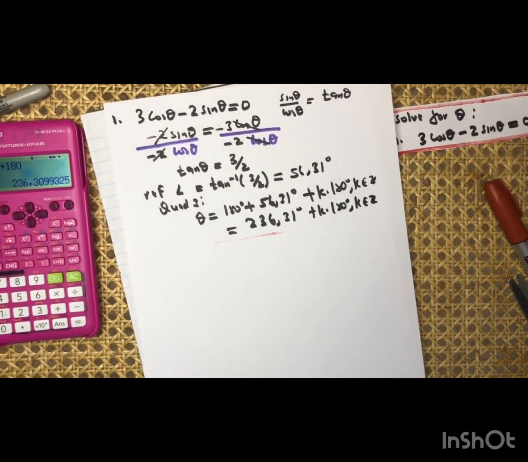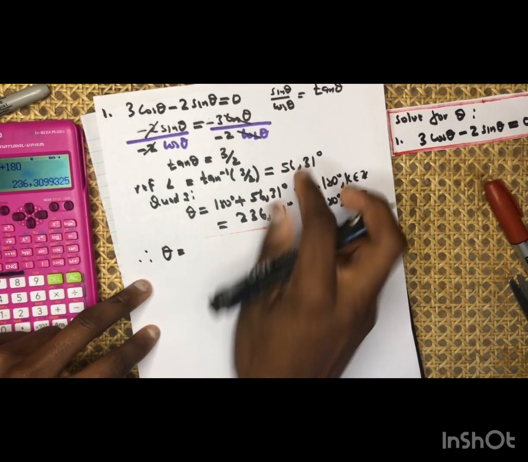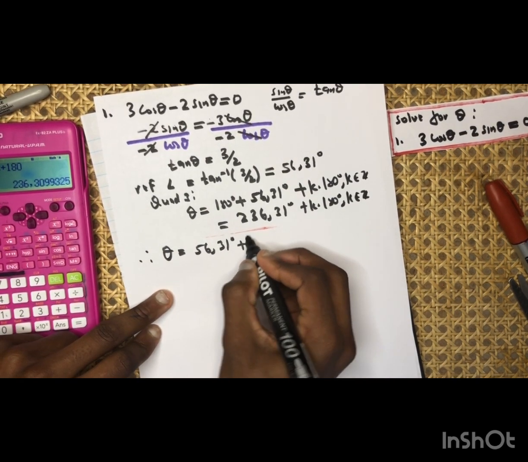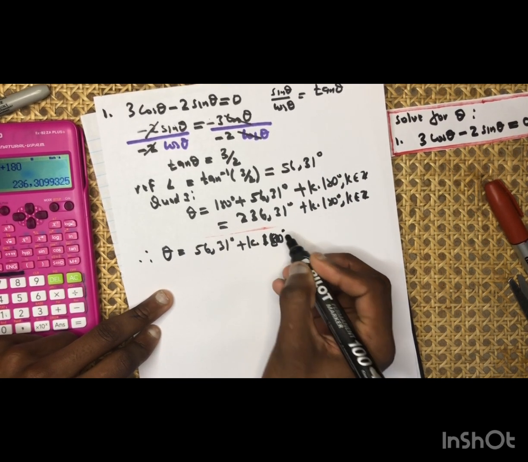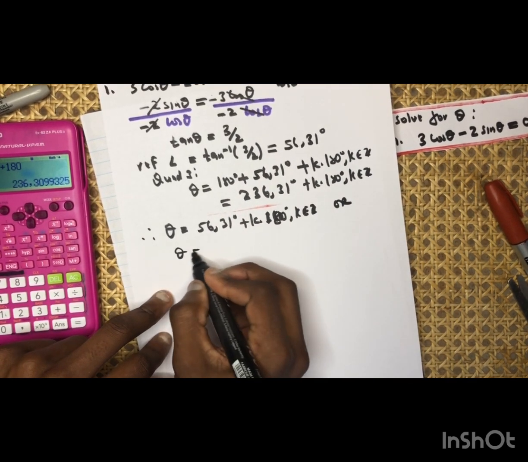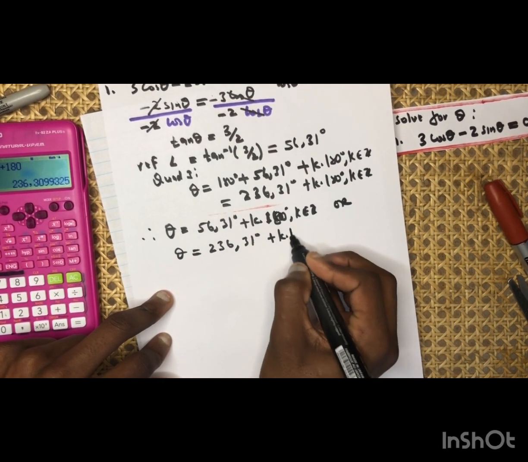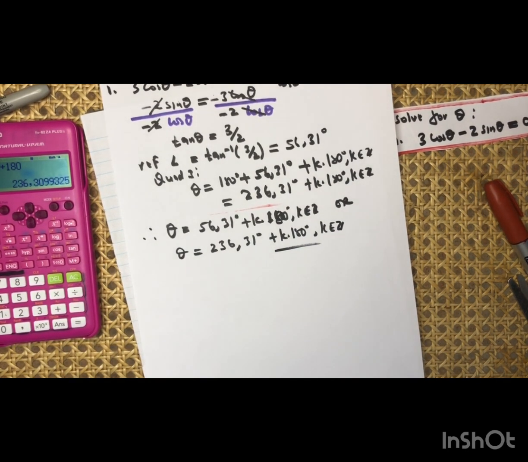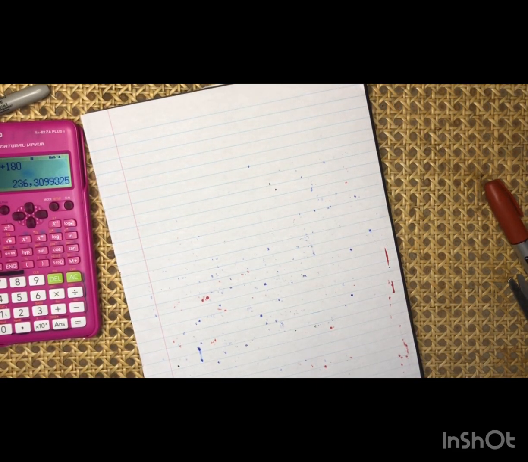So if I present my solutions, therefore: theta equals 56,31 degrees plus k times 180 degrees, where k is an element of the integers, or theta equals 236,31 degrees plus k times 180 degrees, where k is an element of the integers. So these are your solutions for the first question. Let's see the next question.